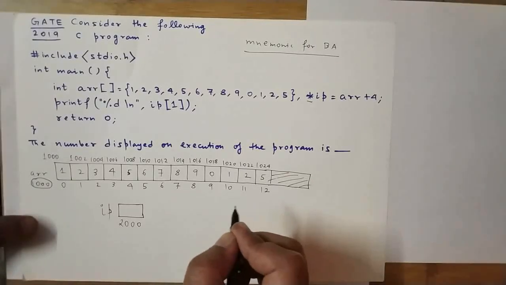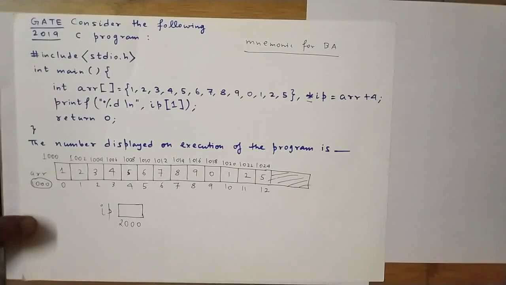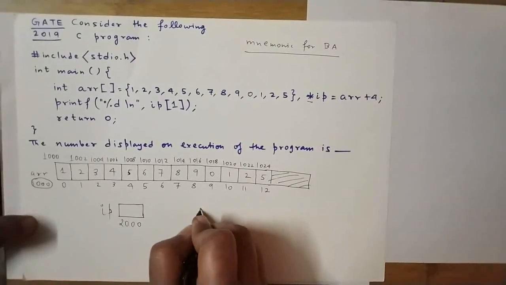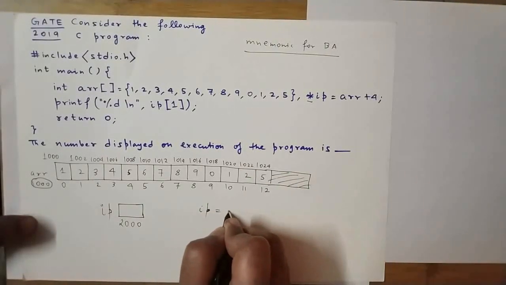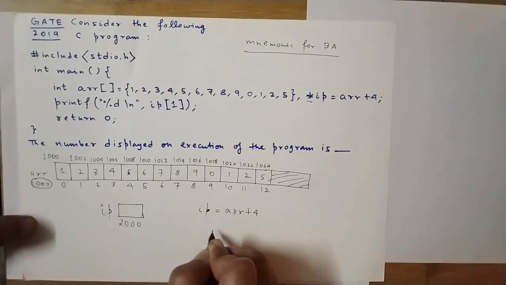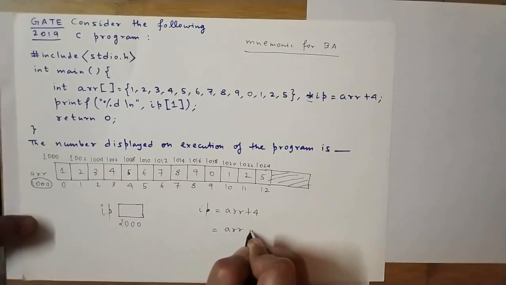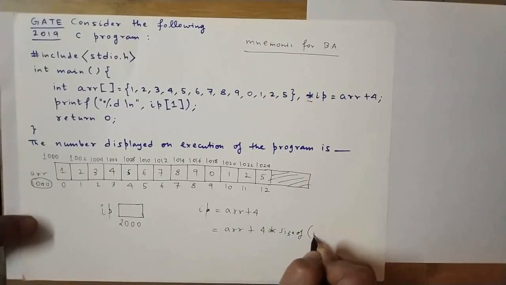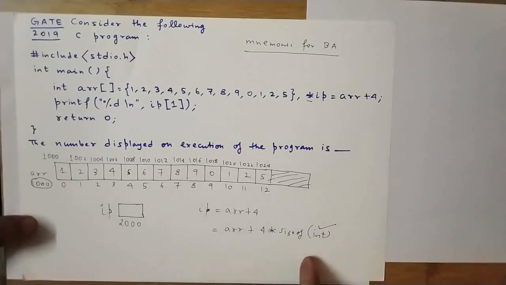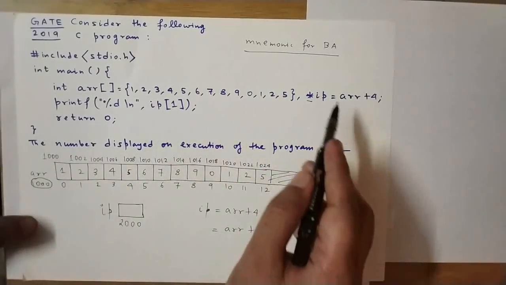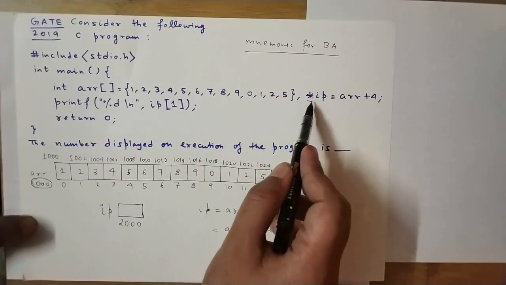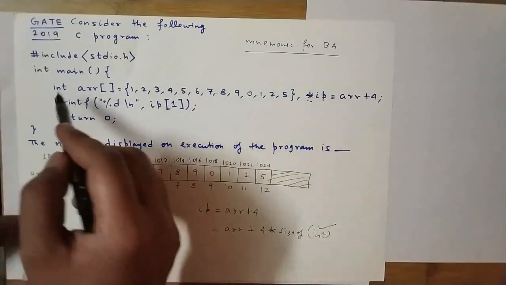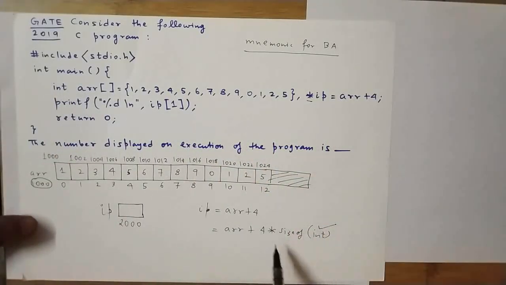Whenever you perform any arithmetic operation on pointers, it is always a scaled operation. What do I mean by a scaled operation? Here, when I say that IP equal to arr plus 4, what I actually mean is arr plus 4 into size of int. And why is it int? It is int because if you observe the type of IP, it is int. That means IP is a pointer to an integer. Since IP is a pointer to an integer, the scaled operation that is taking place will be with respect to the size of an integer.